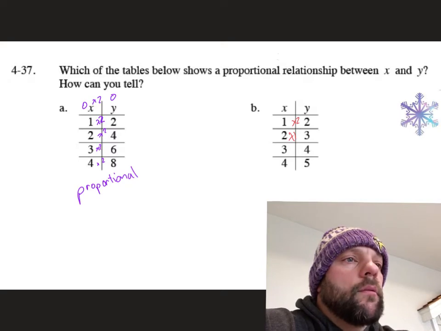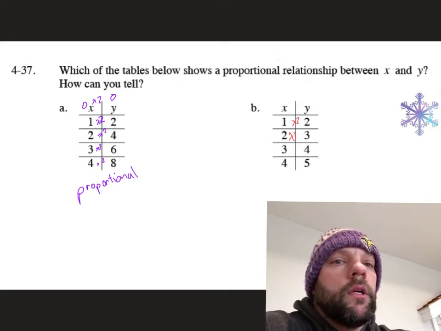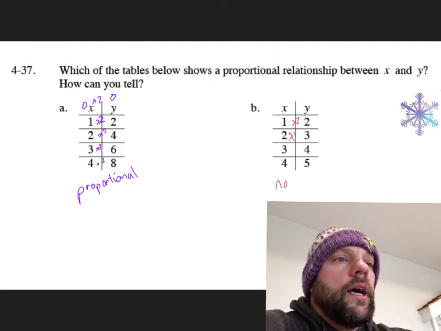And then 3 is going to get into a different number. Regardless, this is not happening by the same number. Okay? So therefore, it is not proportional.